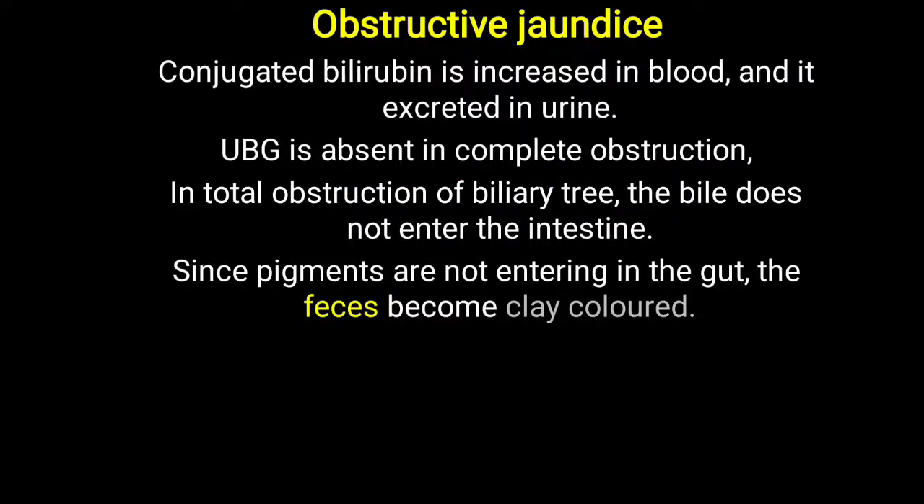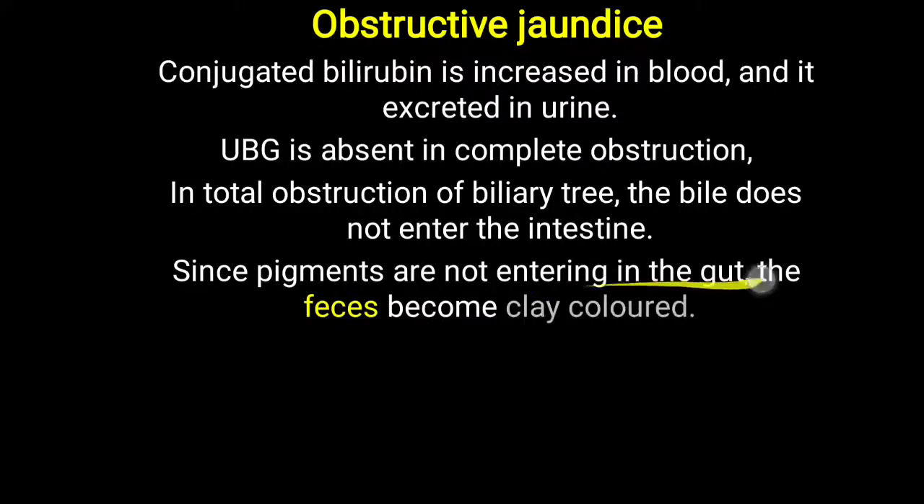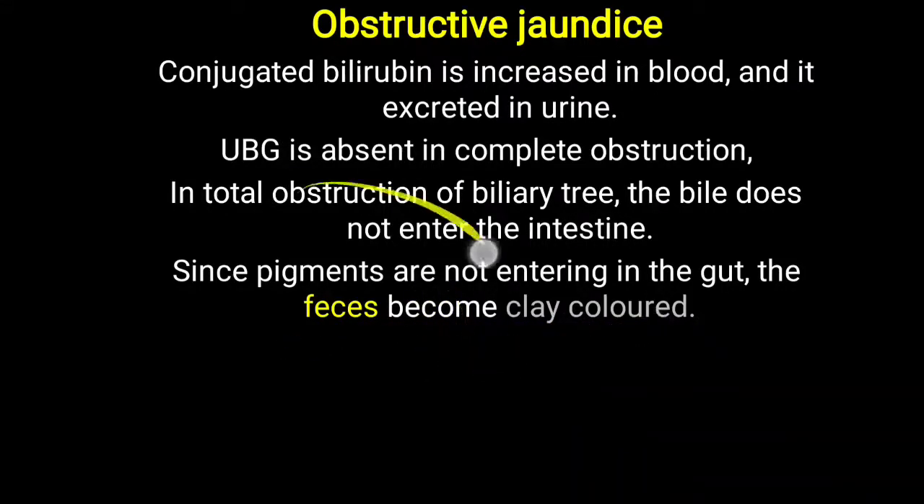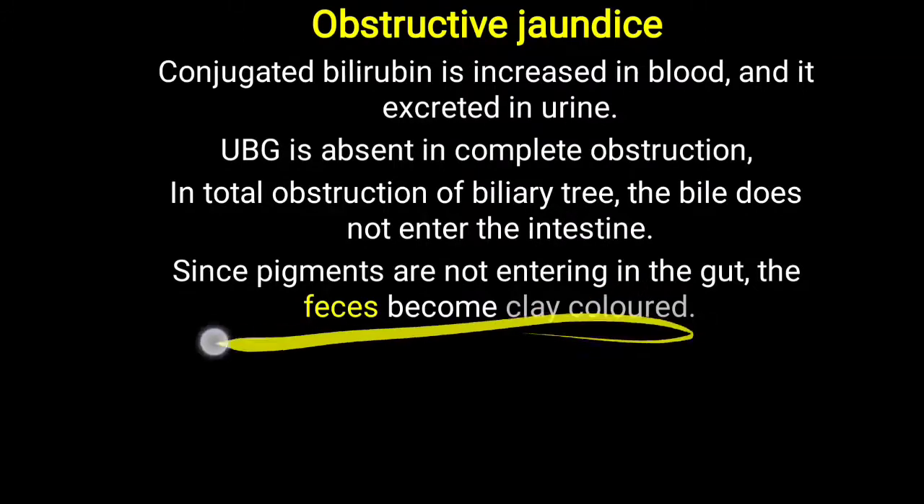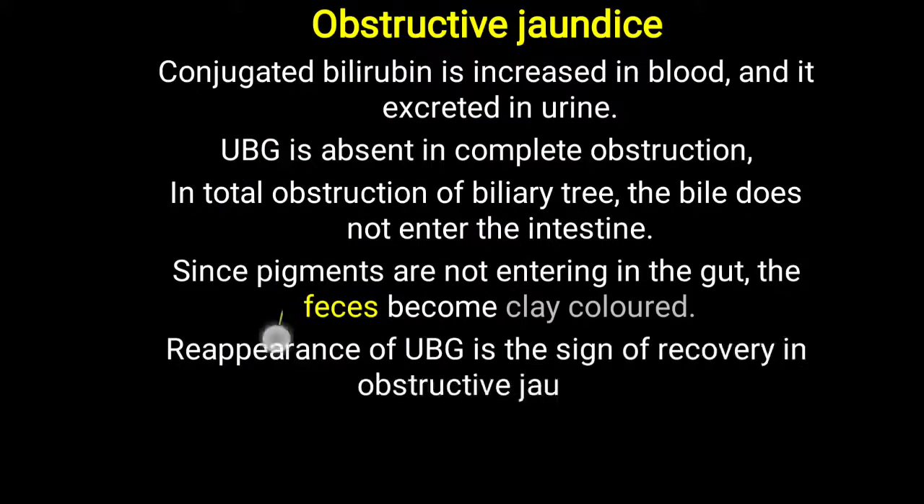Since pigments like urobilinogen and stercobilinogen are not generated, and they do not enter the gut, that will lead to the particular clay color of the feces. That is the particular signature, or pathognomonic sign, of obstructive jaundice. So if any patient says that my stool color is just like clay color, you have to keep in mind it is mostly suggestive of obstructive jaundice. It is a typical feature, simply because these pigments are not present in the feces, and that is creating the clay color of the stool.